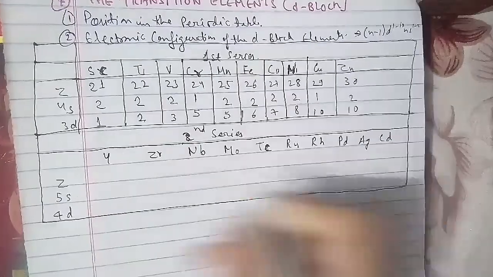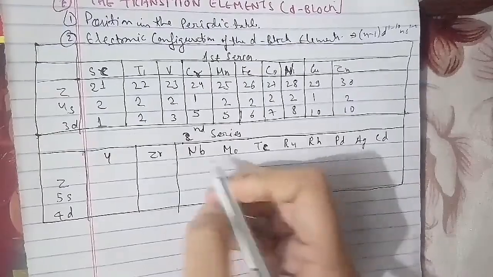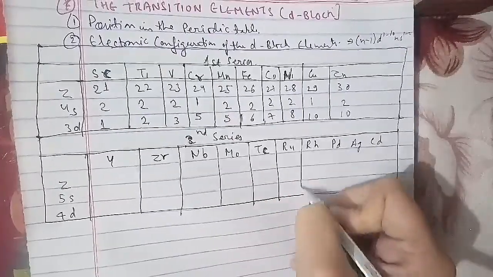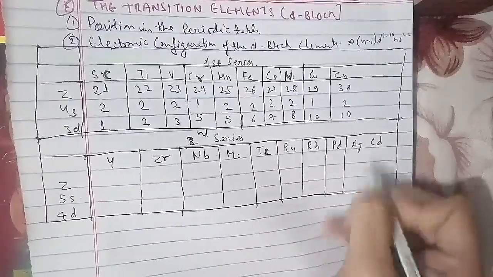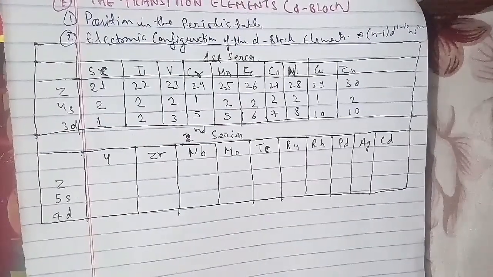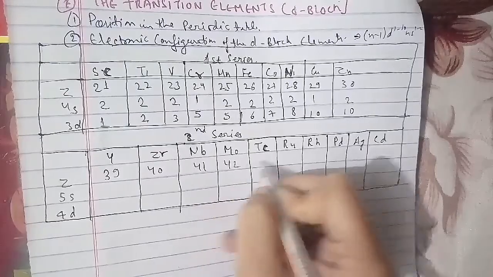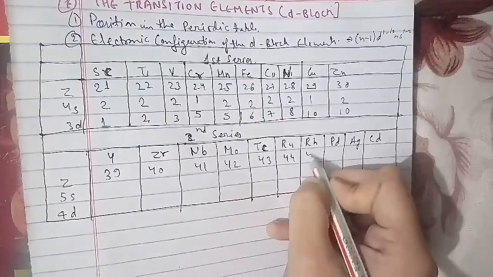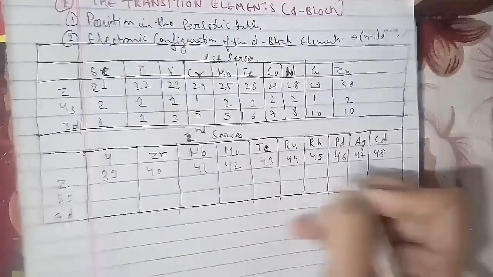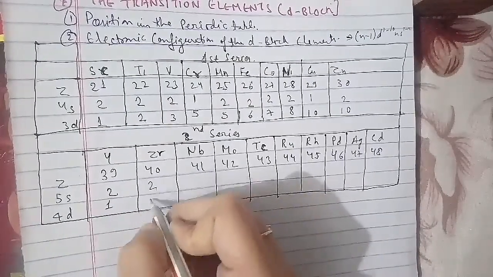So we'll do the filling here first. I will just write the atomic numbers first: 39, 40, 41, 42, 43, 44, 45, 46, 47 and 48. The filling we have for 5s is 2, 4d is 1, 2, 2, 1, 4, 1, 5, 1, 6, 1, 7, 1, 8, 1, 8, then 0, 10, 1, 10 and 2, 10. That is how the filling has taken place.